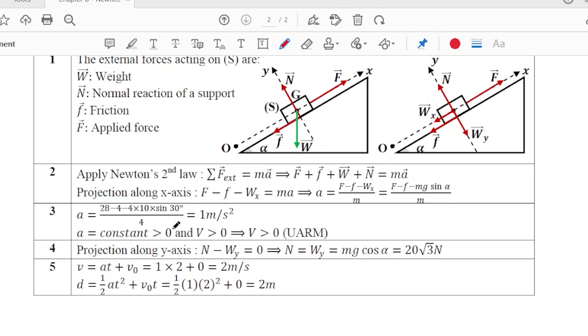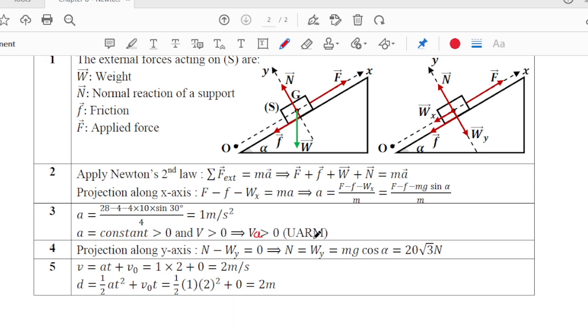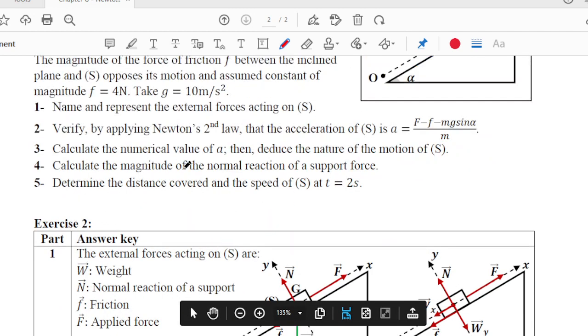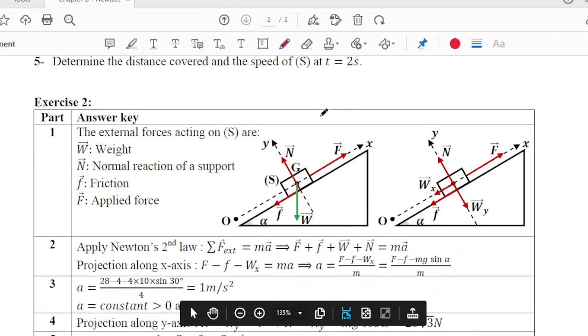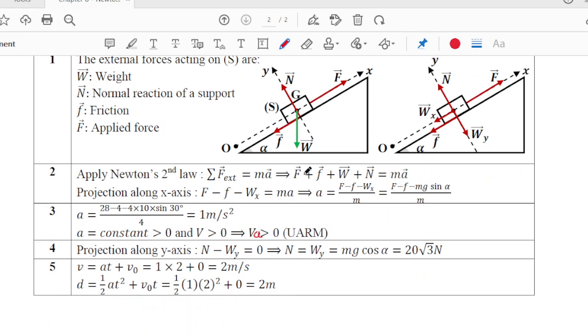The acceleration is a positive constant and the velocity is positive. Here, V and a: the product of V and a is positive. The motion is uniformly accelerated rectilinear. Part 4, calculate the magnitude of the normal reaction of a support. I want N here. I have this relation: F plus small f plus W plus N equals ma.